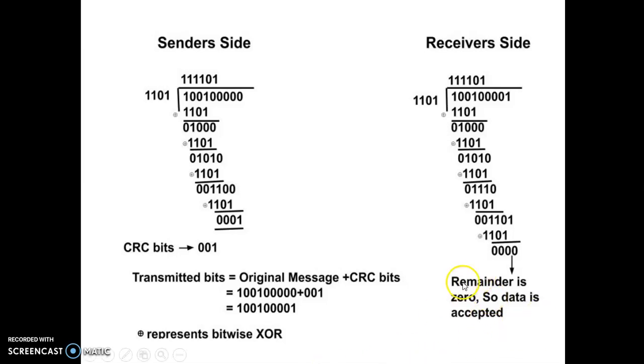If we do not receive zeros as the remainder at the receiver end, then it is considered that there is a mismatch or error between the data frames sent from the sender side to the receiver side.